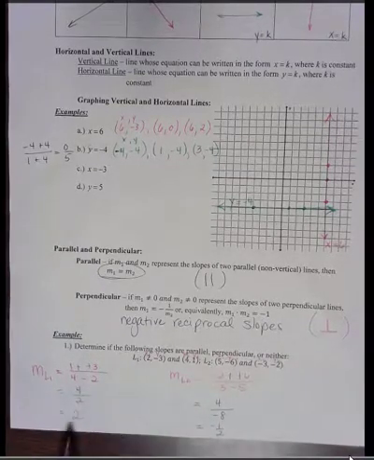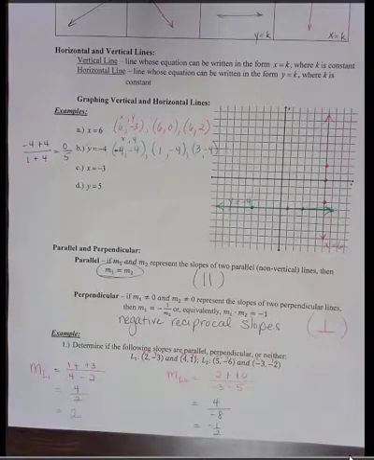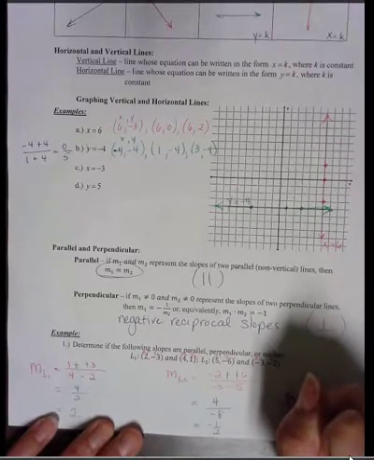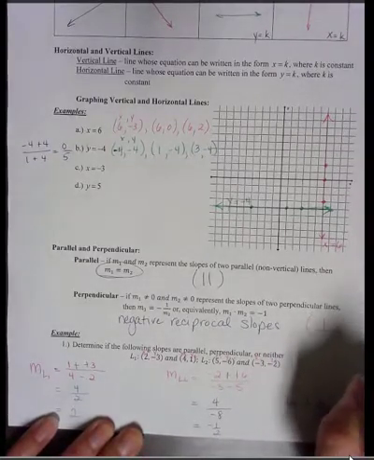And so now if I consider 2 and negative 1/2, those are negative reciprocals. So in this particular case, L1 is perpendicular to L2.